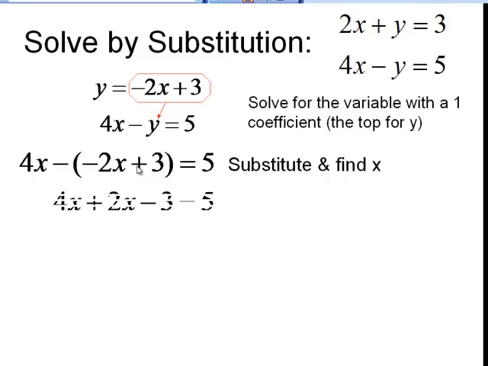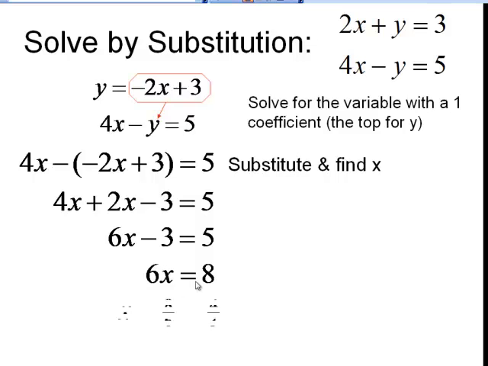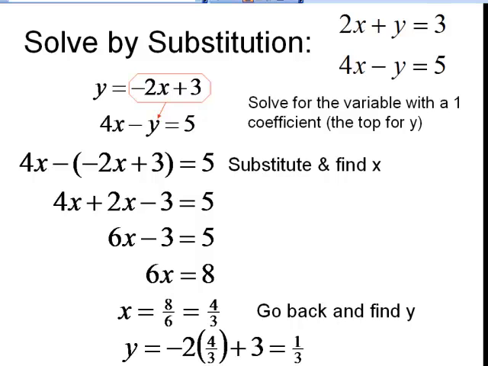Distribute your negative and combine like terms. That gives you 6x minus 3 equals 5. Add 3, 6x is equal to 8. Divide by 6, rather, and you get 4/3. You're going to take that, put it back where the circle is, and you get negative 2 times 4/3 plus 3. And that should turn out to be 1/3 if I did that right. So your answer is (4/3, 1/3).